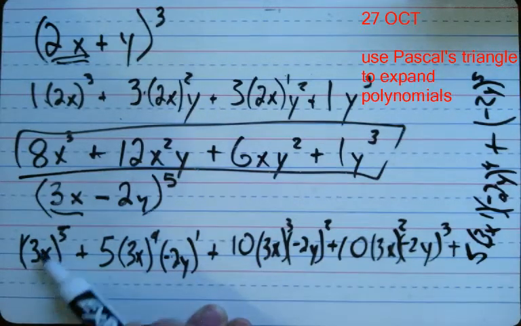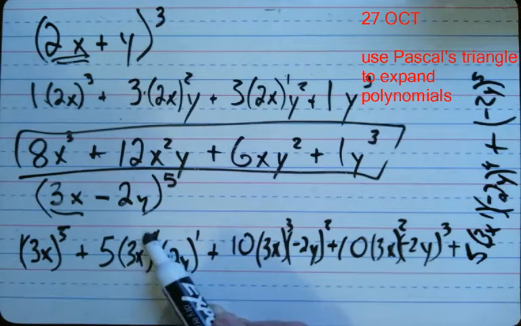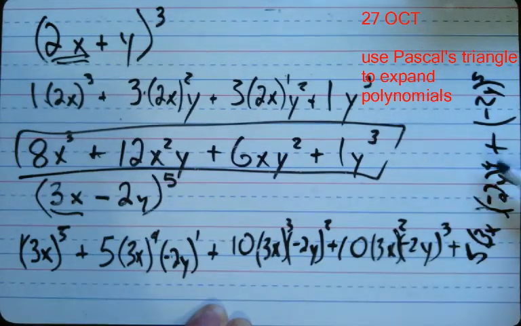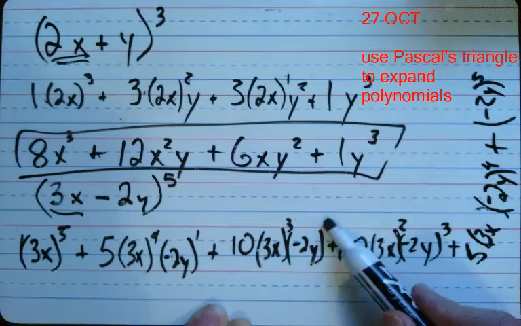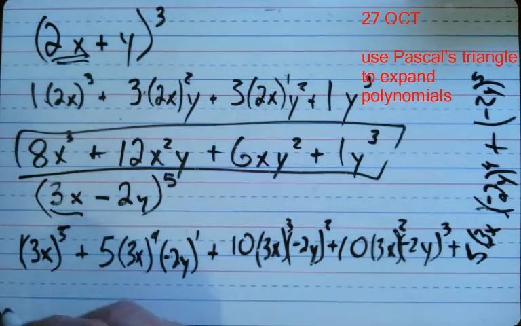So the 3 and the x's are both raised to the fifth, then they're raised to the fourth, then they're raised to the third, then to the second, then to the first, then there's not any x's. And the y's, negative 2y is raised to the first, then negative 2 is raised to the second, negative 2 is raised to the third, negative 2y is raised to the fourth, and finally to the fifth. So what is 3 to the fifth power? That's the question. So you go to your calculator, raise 3 to the fifth power, that's 243.